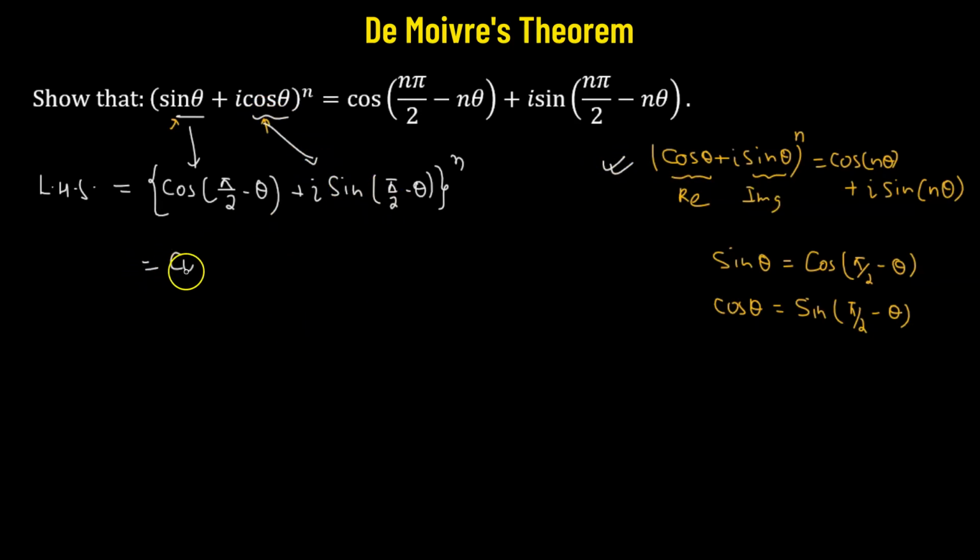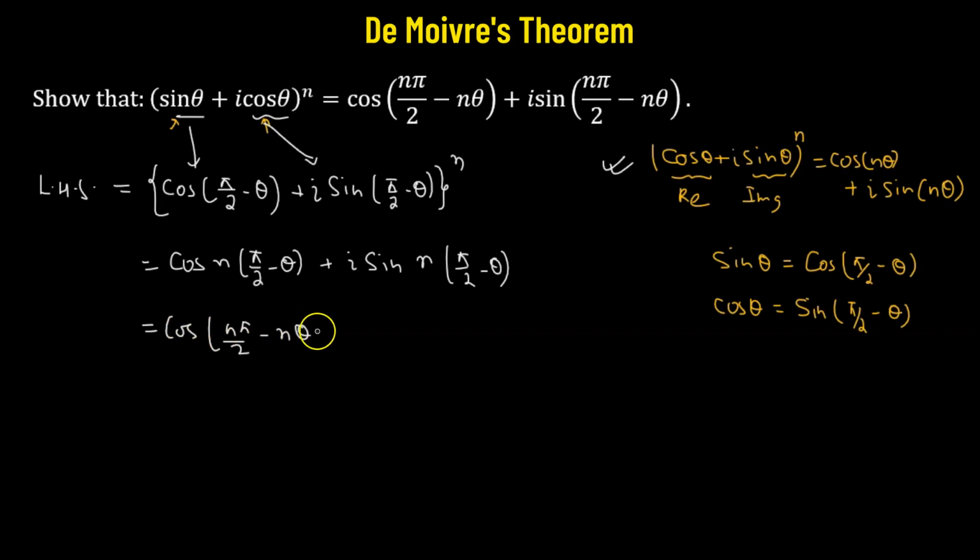That means we will have cosine of n times (pi over 2 minus theta) plus iota times sine of n multiplied by (pi over 2 minus theta). So this will give us cosine of (n pi over 2 minus n theta) plus iota times sine of (n pi over 2 minus n theta). This is equal to the right hand side.